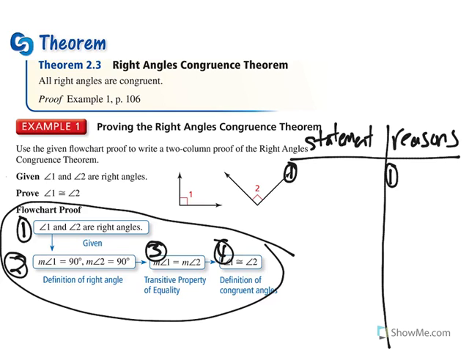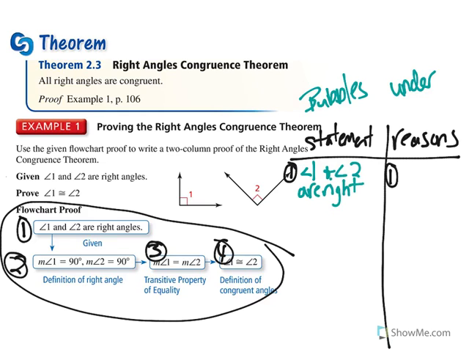So my first statement just says angle 1 and angle 2 are right angles. Basically, the bubbles are going to be our statements, the part that's bubbled in over there. And then our reasons are going to be the part underneath it. So in this first one, my statement, I have angle 1 and angle 2 are right angles. My reason for this is that it's given. Then I can move to my second one.